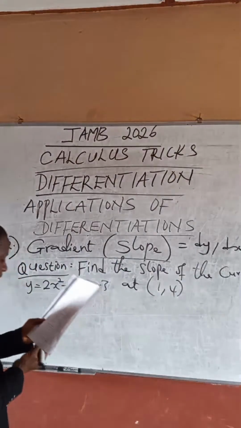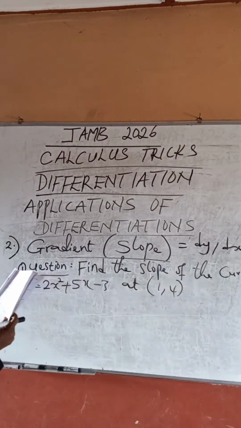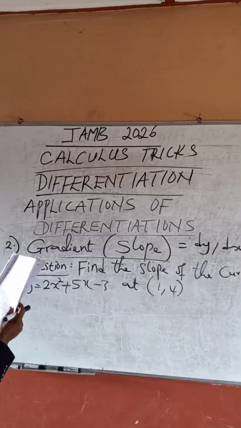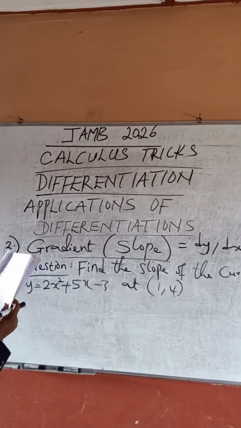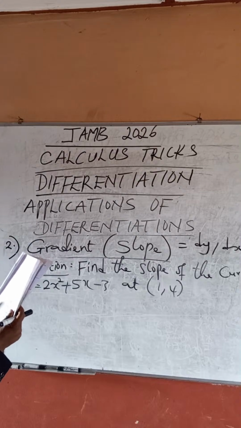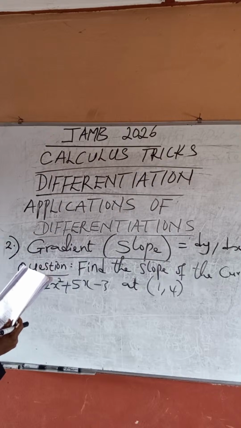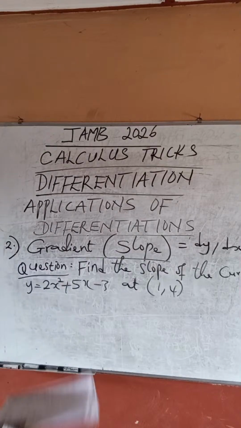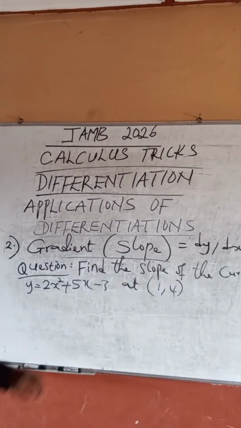Okay, remember it's coordinates. Yes, this has a relationship with coordinates. So find the slope of the curve y equals 2x squared plus 5x minus 3 at this point. Okay, so let's solve this problem.